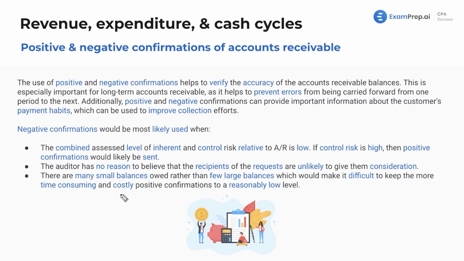So, if there are just so many balances out there, it's easy to click send on 1,000 documents rather than deal with, if you have a few large balances, say three $10,000 transactions, that's a lot easier to do the more costly positive confirmations. Whereas if you've got 1,000 small transactions, it's easier just to send out all these negative confirmations, right? Cost benefit analysis when we decide what audit procedures we're going to do.